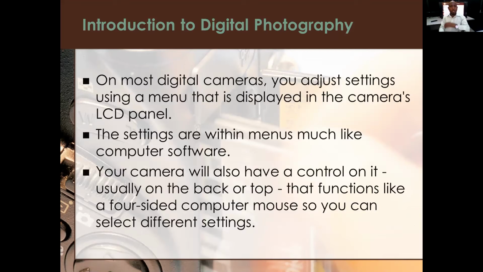On most digital cameras, you adjust settings using the menu that is displayed on the camera's LCD panel. The settings are in written menus, much like computer software. Your camera will also have a control, usually at the back or the top, that functions like a four-sided computer mouse, so you can select different settings.